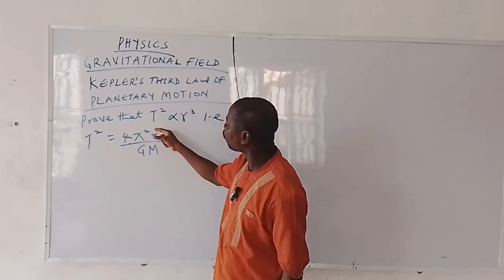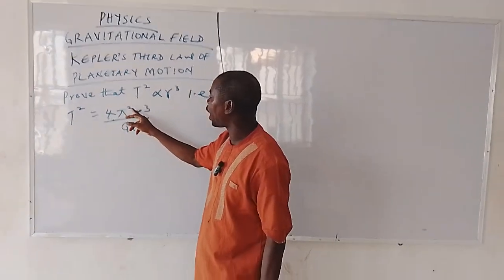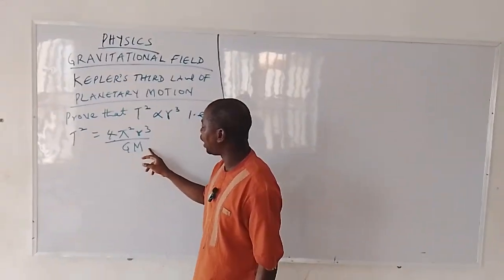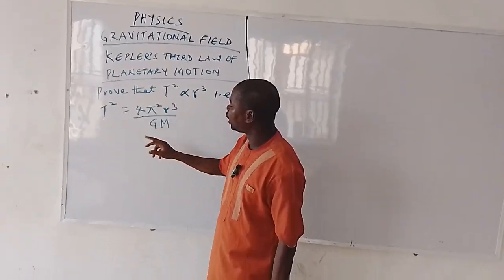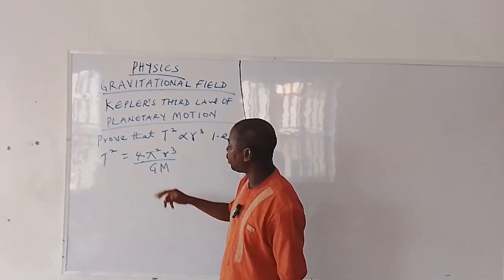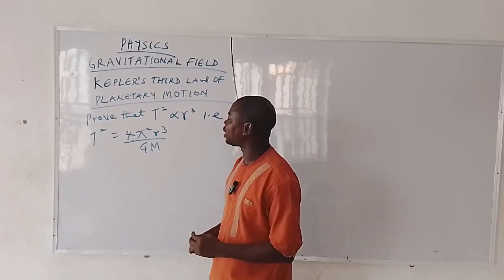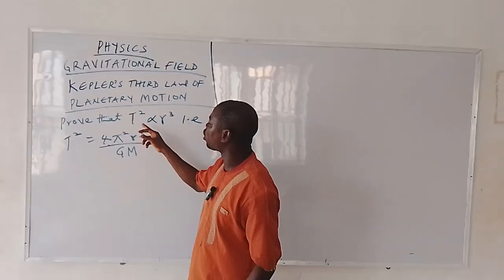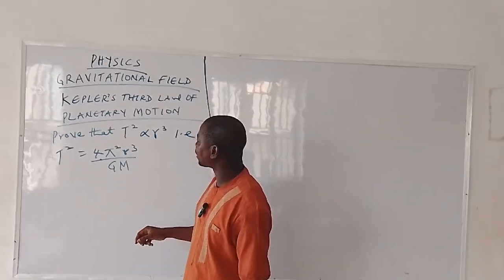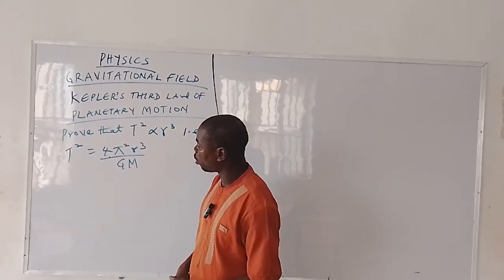So if I transform this variation, T squared becomes 4 pi squared r cubed over GM, where G is the universal gravitational constant, while M is the mass of the sun. So Kepler's third law of planetary motion states that the square of the period of revolution of the planet is directly proportional to the cube of their mean distances from the sun.